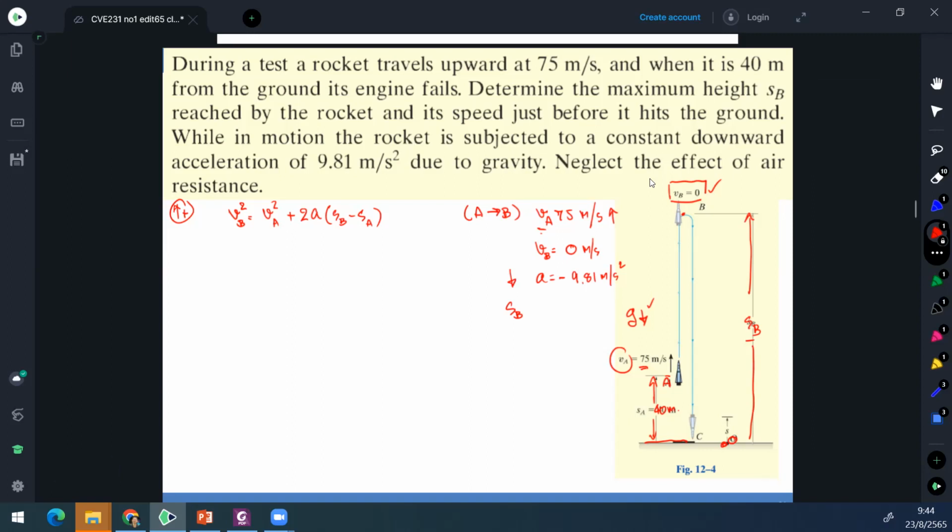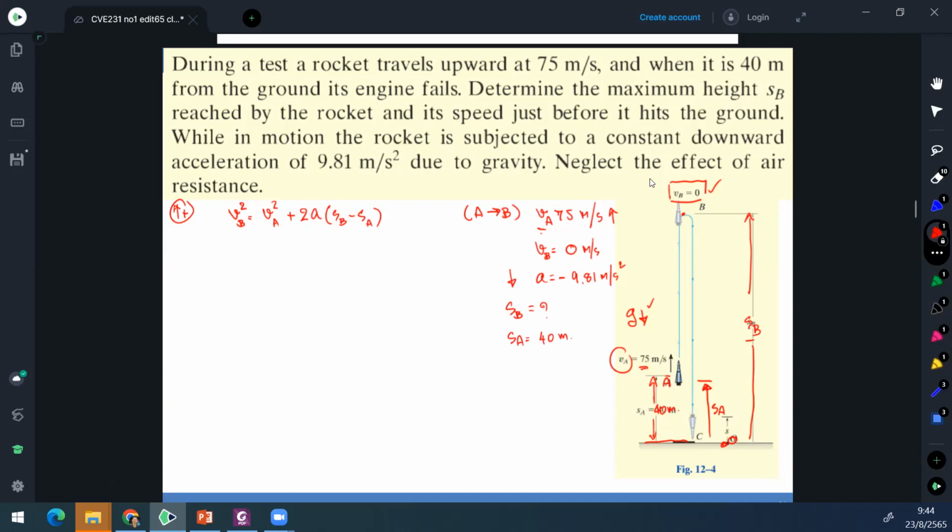So it's measured upward. This is SA, and measured up, SB is the unknown. SB is the unknown, and SA we know is equal to 40 meters. From this information, we can substitute into the equation with the sign convention that going up is positive.